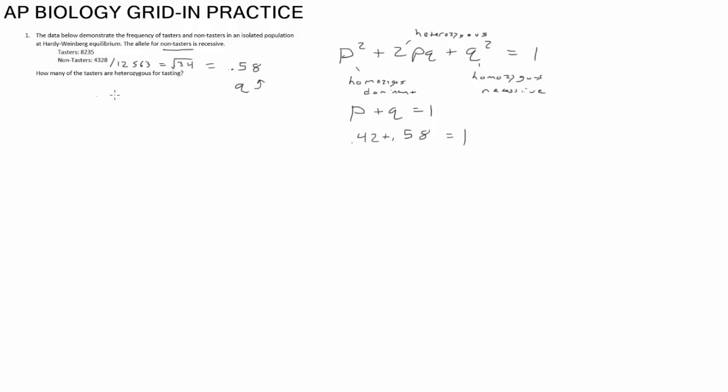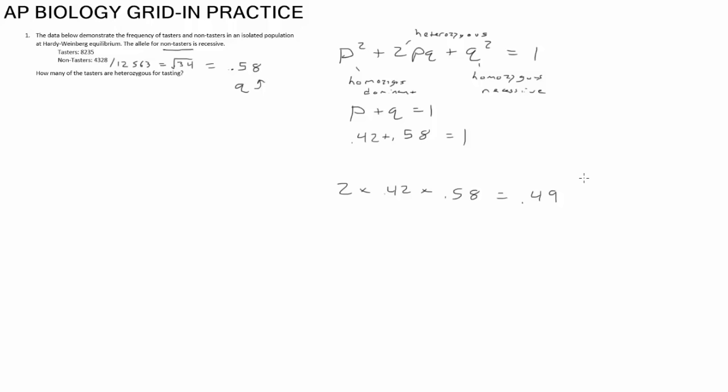Now, to remind ourselves what we're actually trying to solve for, the question is asking how many of the tasters are heterozygous for tasting. Basically, we're worried about the 2pq part. Now that I know what p is and what q is, I can solve for 2pq. So I do 2 times p, which is 0.42, times q, which is 0.58, and I end up with 0.49. That tells me that a fraction of 0.49 of the population is going to be heterozygous.